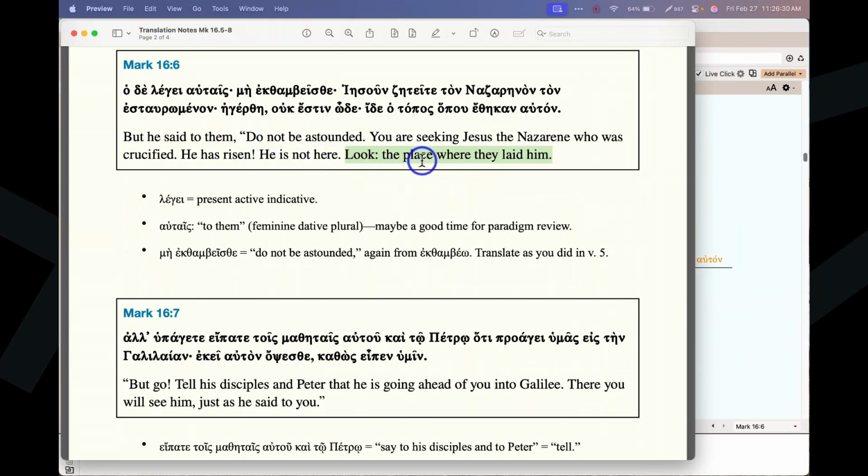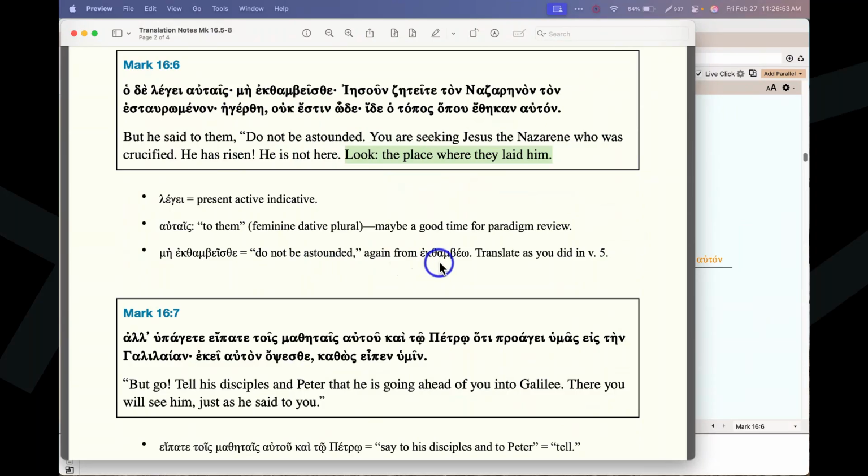Look, the place where they laid him. I mean, remember, there's this astonishment. So there's this fast moving narrative. And in fact, when you think about it, this number of verses is, in my opinion, a very small number of verses for such a powerful event, which may describe why we have some other endings to Mark. But he says, do not be astounded.